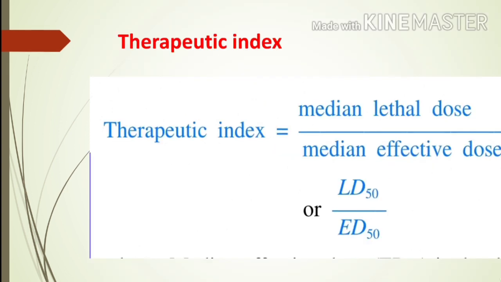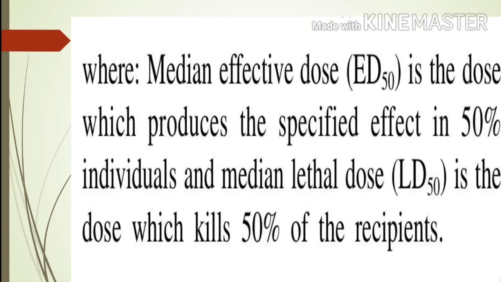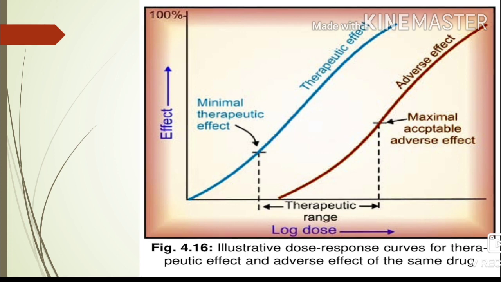Therapeutic index is the ratio of median lethal dose to median effective dose. Median lethal dose is for animals and toxic dose for humans. Median effective dose is the dose at which half of the population shows the effect, and median lethal dose is the dose at which 50% of the population died. Basically, therapeutic index is the range or the distance between minimum therapeutic effect and maximum adverse effect on the dose response curve.